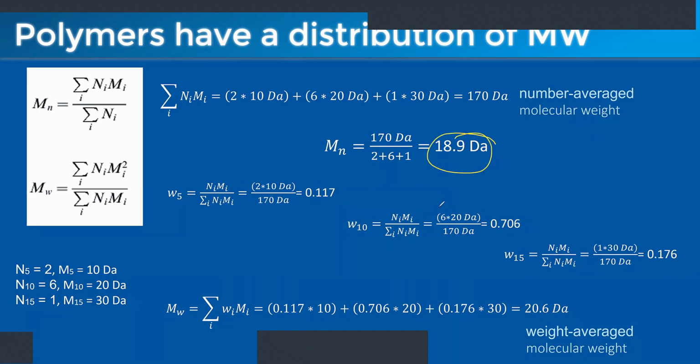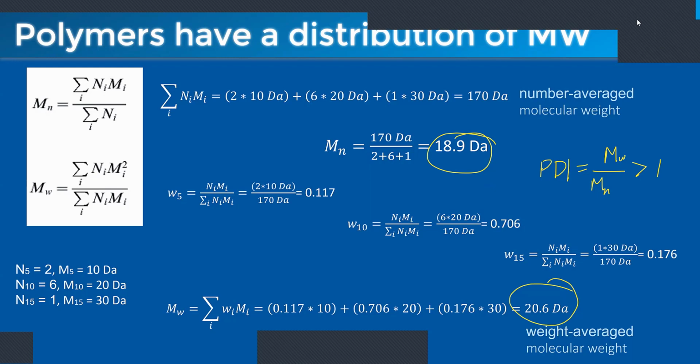So one thing you'll notice when you're doing these calculations is that the number average molecular weight is always less than the weight average molecular weight, because the weight average molecular weight is a weighted function, and it's weighted more heavily towards the larger chains, because you're taking the molecular weight of the polymer into account. So when you calculate the PDI, which is weight average molecular weight over number average molecular weight, it's always going to be greater than 1. And that's the case here. We have 20.6 divided by 18.9.